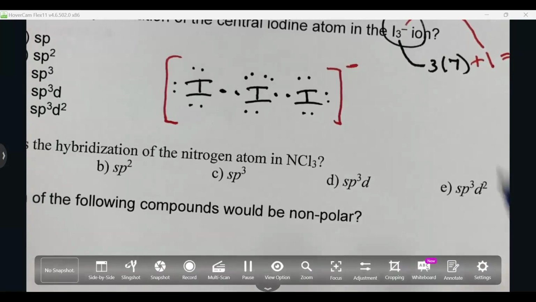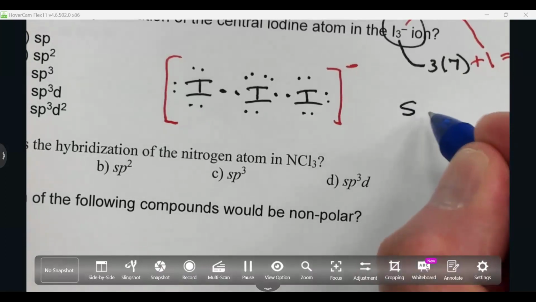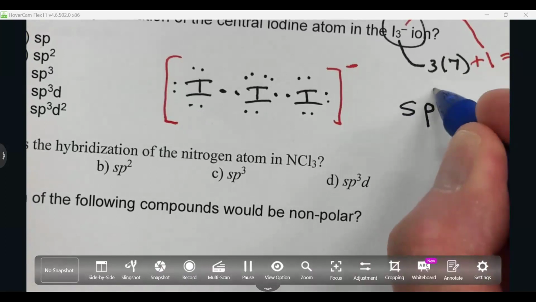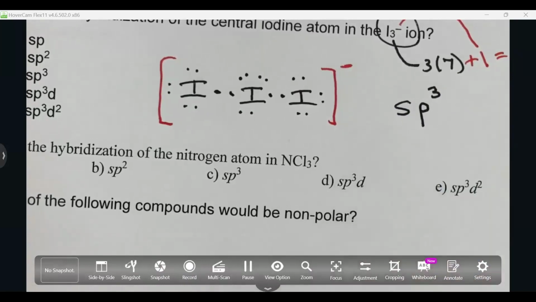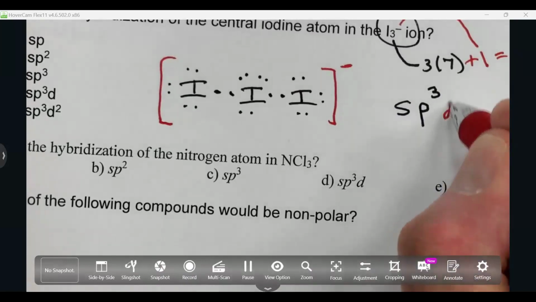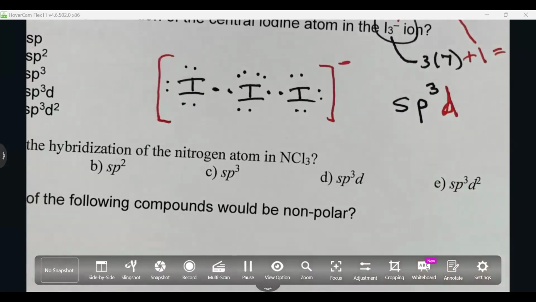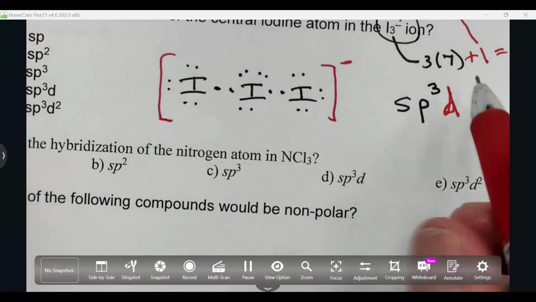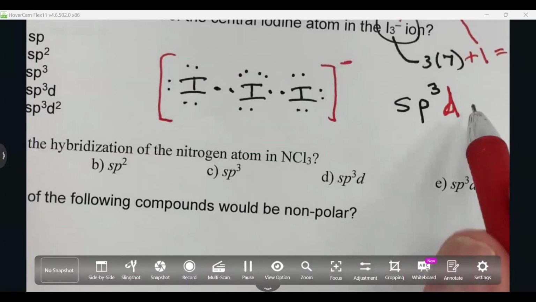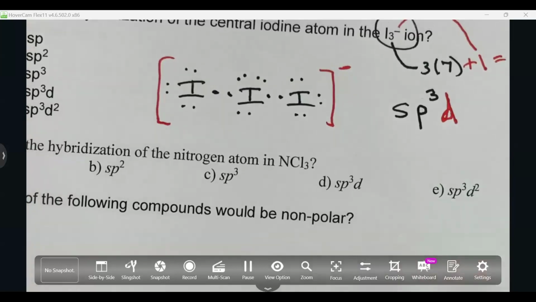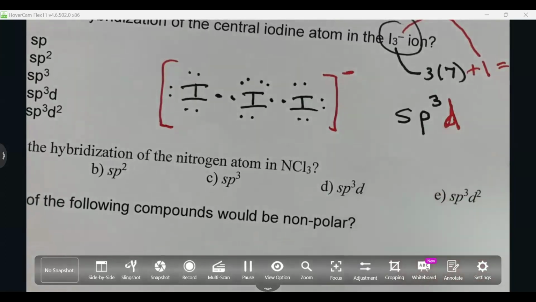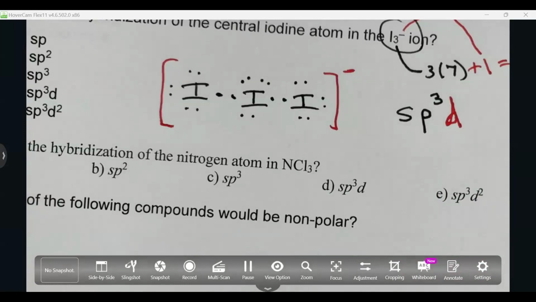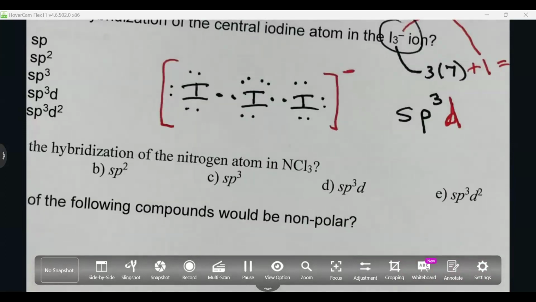I need a hybridization of 5. There's sp3, that's 4. And believe it or not, you can have a d as well. That should be my hybridization right there, because this totals up to 5 orbitals coming together. So again, you could have sp3d get together. There's no s's anymore, they're not p's anymore, they're not d's anymore. They're sp3d hybrids.